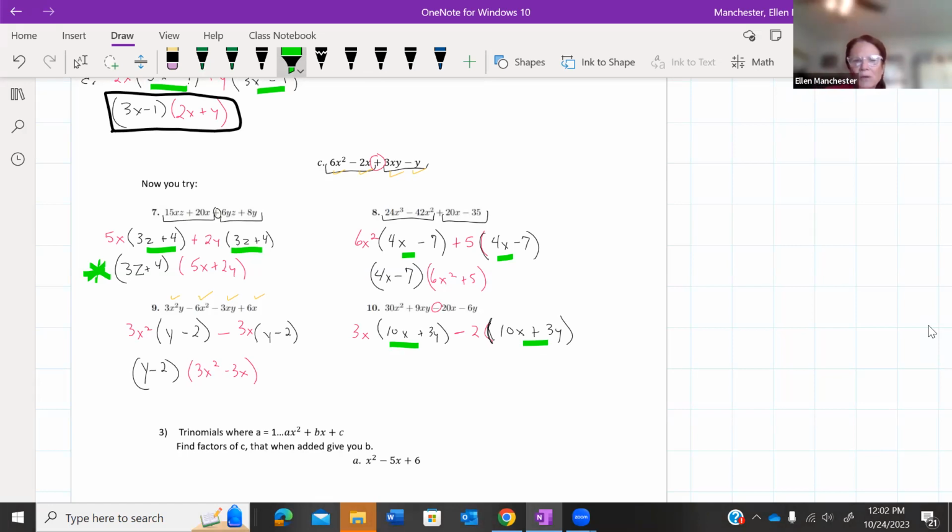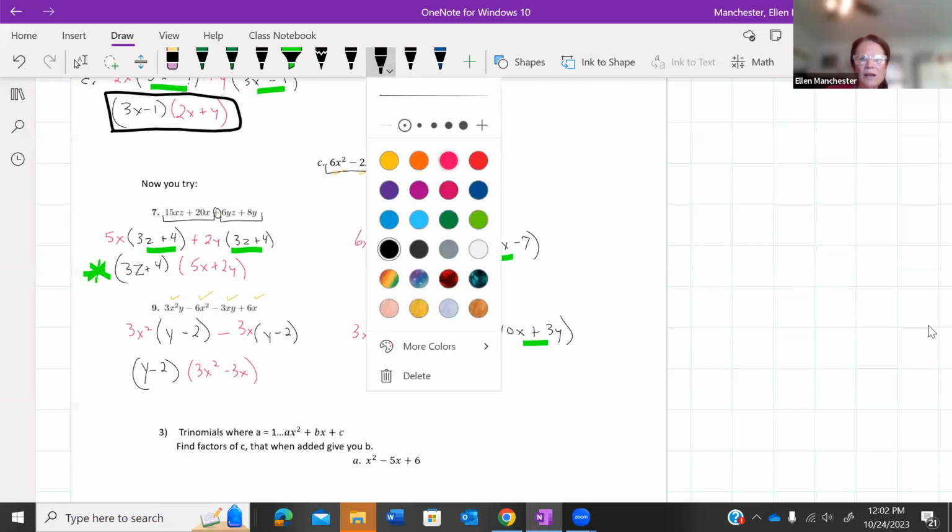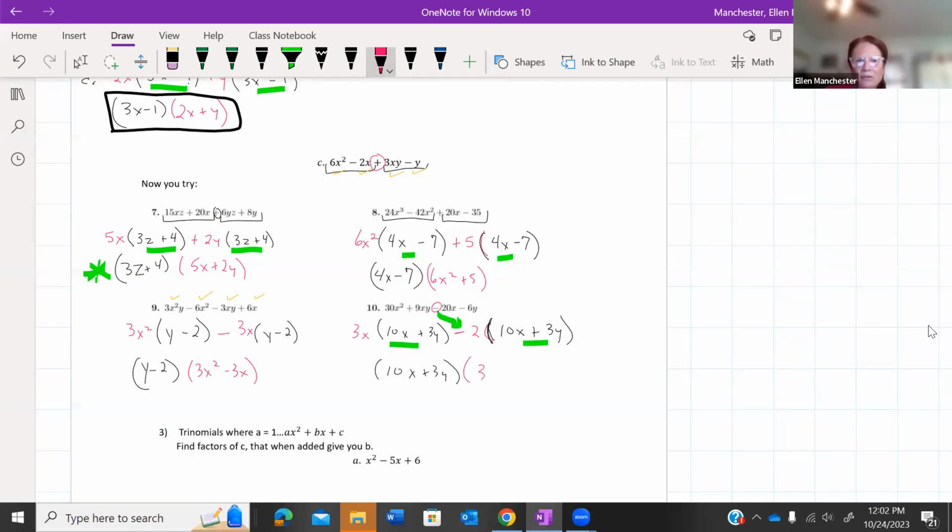So whenever there's a negative in the middle that we're going to use to bring down, that is where a lot of people get caught, is because they forget that you're factoring out or dividing out a negative, which changes the signs. So I have 10x plus 3y factored out, and what's left is the 3x minus 2. Okay?